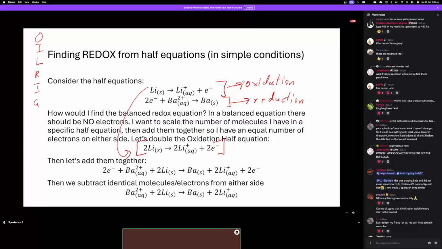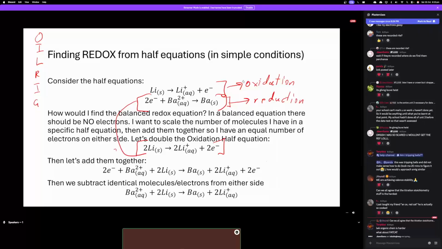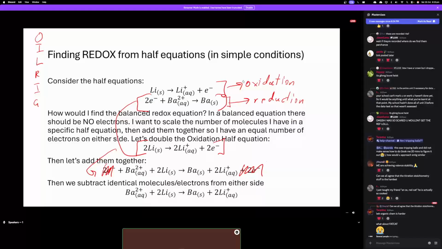We double everything. And then I'm going to add my two equations together. So this one and this one. And I add them together. This is everything combined. And I'm going to remove all the same molecules. So I subtract the 2 electrons from either side.